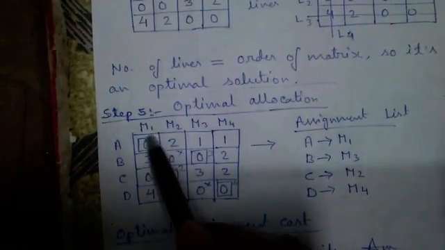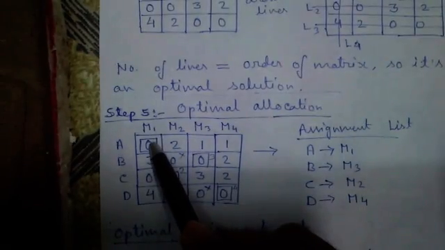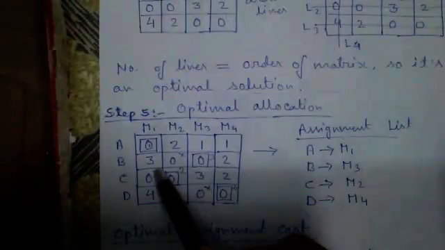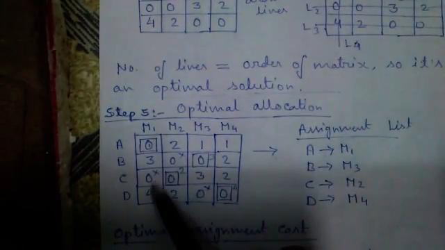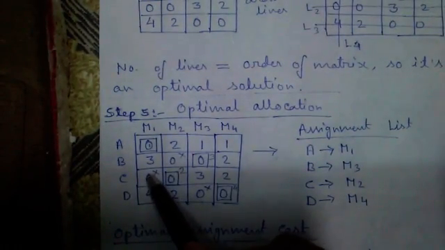Allocation means covering that element with a block. Once we have allocated this location, that means allocated machine 1 to person A, we will cross all the zeros along that column and along that row. So there is a zero in the first column, so we will cross that zero. This zero cannot be assigned to any other.